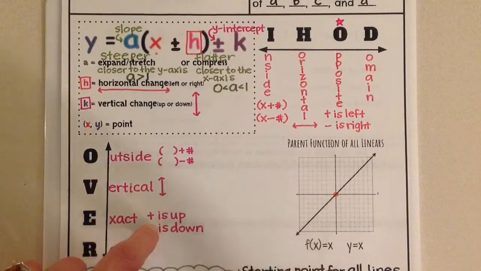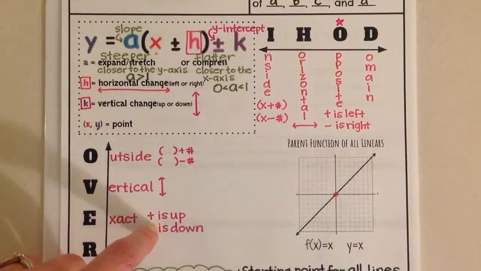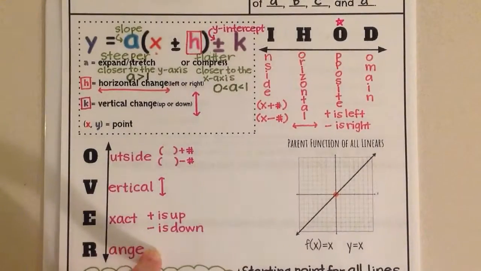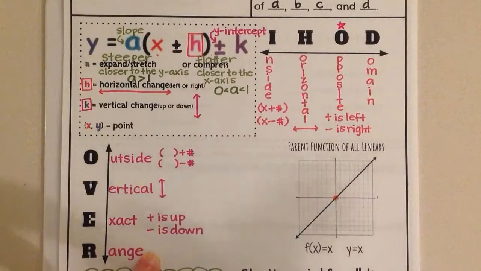E is for exact. It is going to move exactly like you are used to associating positive and negative with. Positive you associate with up, and that's exactly how it's going to move your graph line. Negative is going to move your graph line down. And R is to help you remember that these are changing your range values because they're Y's.